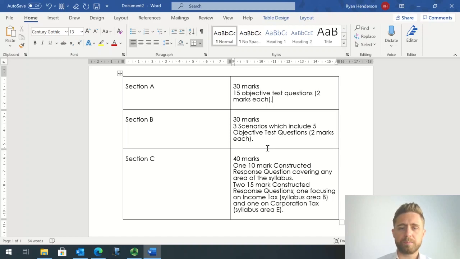Now, in this section you have 3 questions, and the first question is worth 10 marks, a 10 mark constructed response. In this one, it can cover any area of the syllabus. So any area of the syllabus here can be tested. It could be VAT, CGT, IHT, income tax or corporation tax. So anything can come up here, and in the past it has been theory in some situations as well, a mixture of calculation and a mixture of theory.